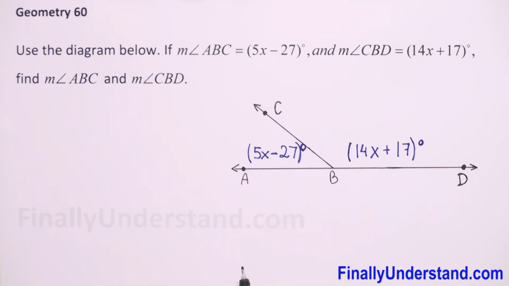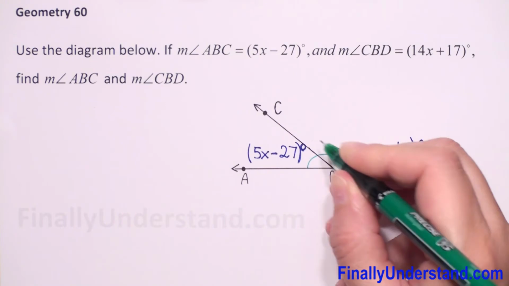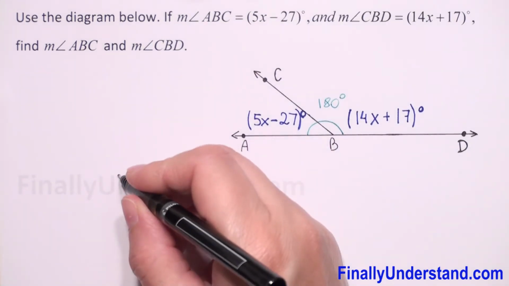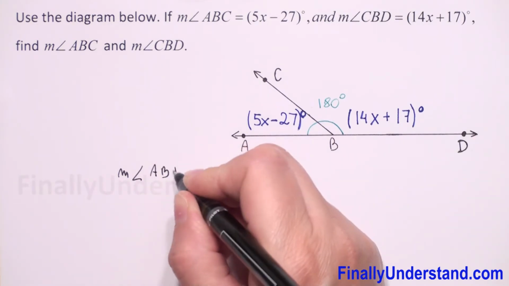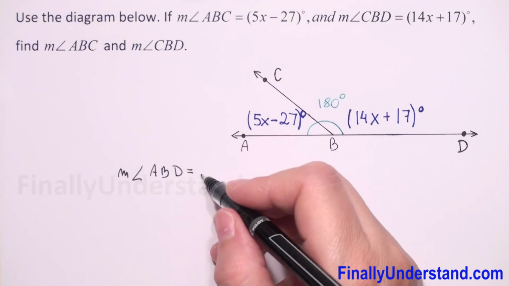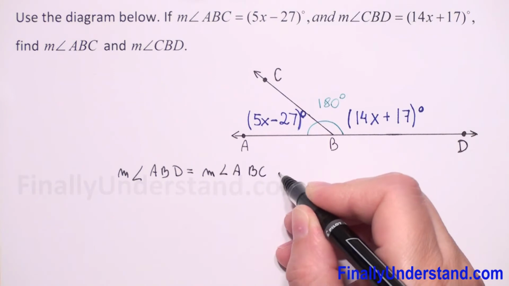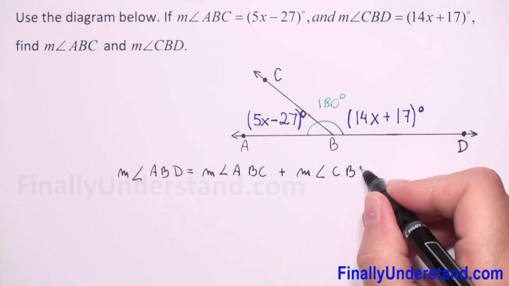What we see here is that angle ABD is a straight angle. So the straight angle has 180 degrees. This is our 180 degrees. We can write the equation that the measure of angle ABD is equal to the sum of the measures of angle ABC plus the measure of angle CBD.